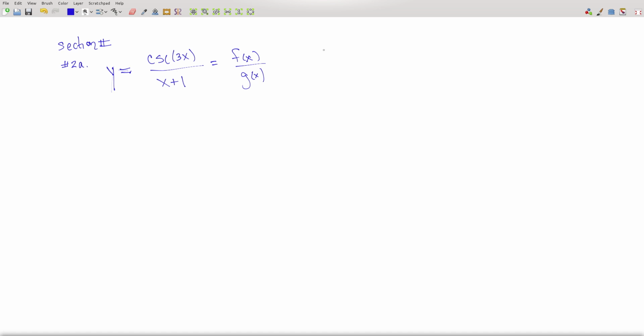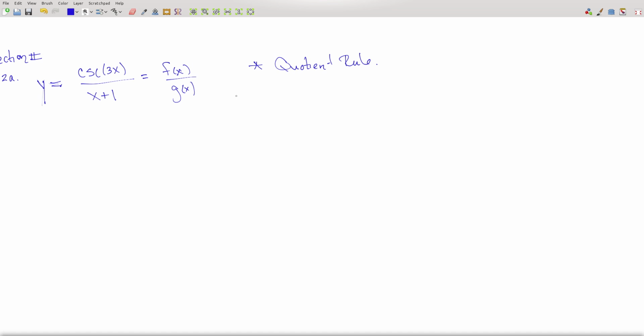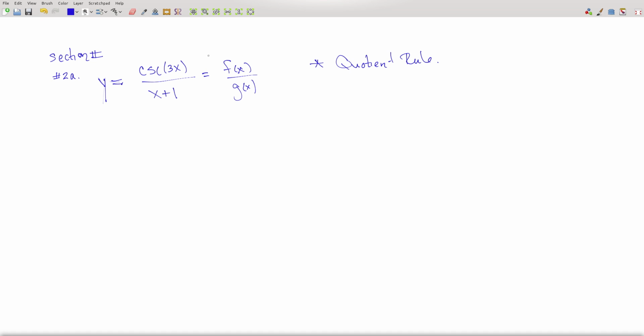So when I look at this, I'm thinking I'm going to need to use the quotient rule. But it's not just the quotient rule, because f of x here is a little more complicated. It's not just one function, it's actually two functions. It's the cosecant of another function, the simple function 3x. So cosecant of 3x is the composition of two functions, and so I'm also thinking I'll need to use the chain rule. When I get to that part, I'll use the chain rule.